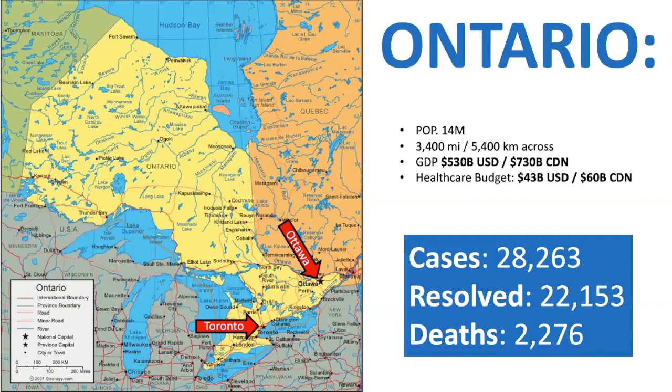I should mention the two capital cities. Toronto is the capital city of Ontario. Ottawa is the capital city of the country. So the federal legislature you'll find in Ottawa, and the provincial legislature, which is responsible for the system I'm going to be talking about today, is located in Toronto, and that's where I am as well.